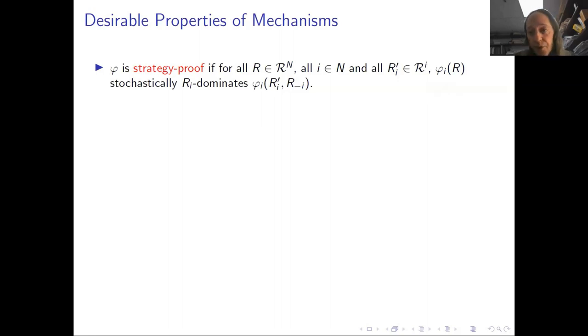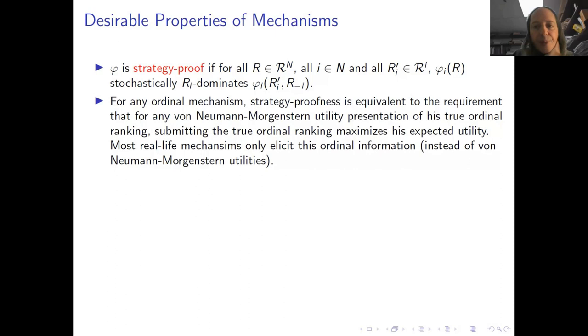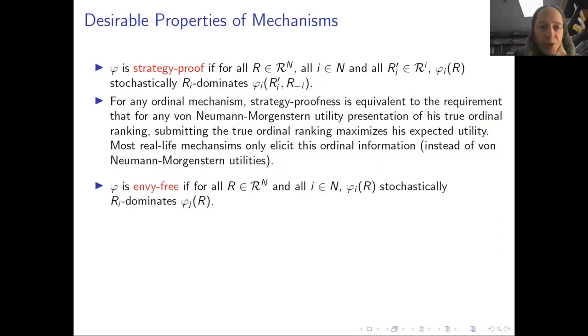Now, strategy-proofness: truth telling is a weakly dominant strategy, or this means that for any R and i, phi(R) stochastically dominates phi(R'_i, R_-i). And again, recall, you can just report your ordinal ranking. You cannot report your utility function, but this is an equivalence: for any utility function, you should report your induced ordinal ranking. And that's what I wrote here. Then envy-freeness, again in terms of stochastic dominance: P_i(R_i) stochastically dominates P_j(R_i).